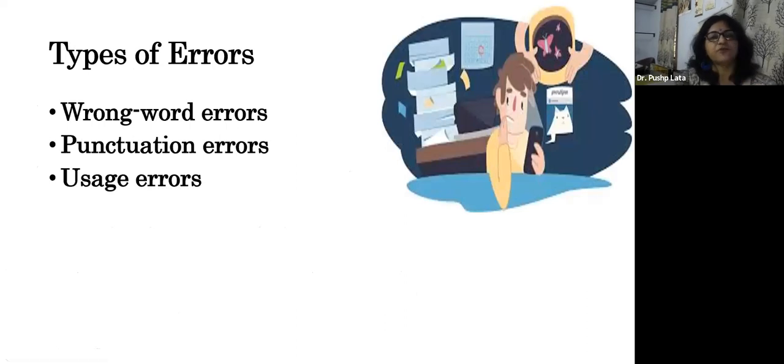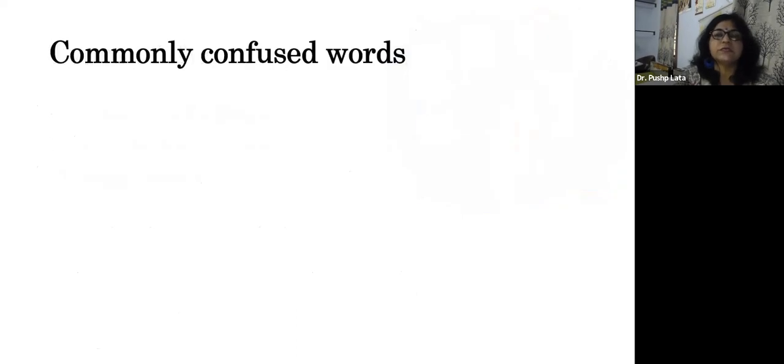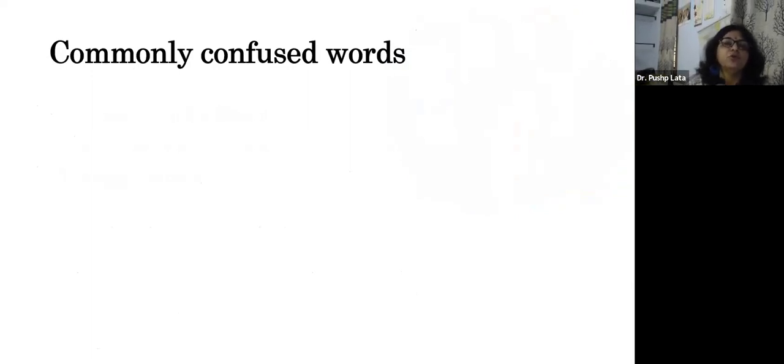Now, coming to the types of errors, there is a possibility we might have used a wrong word or wrong punctuation mark or wrong usage. So these three types of errors we are going to deal with. Commonly confused words. I'm taking you from small mistakes to the grave mistakes. That is how I have designed my lecture.